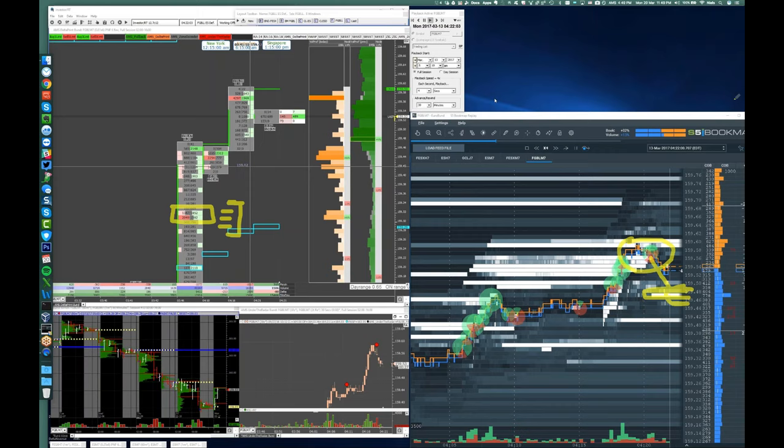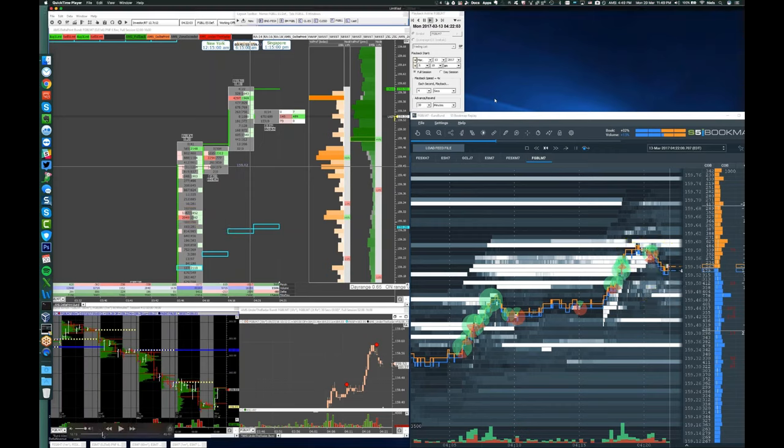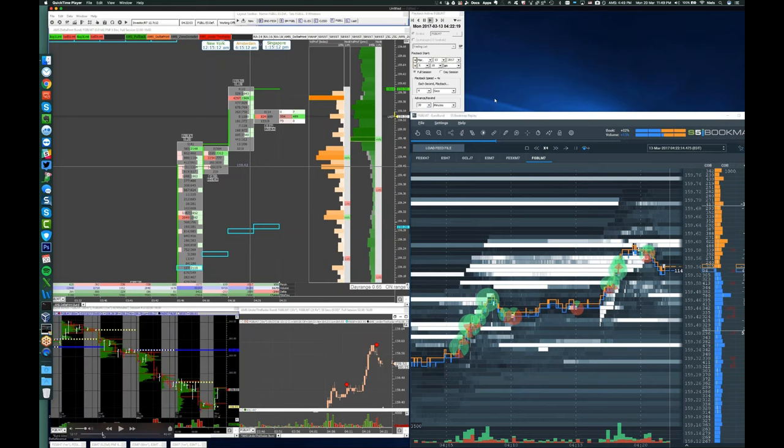Okay, and Raymond is asking, would this work on thinner instruments? And Raymond, for Bookmap, yeah, absolutely it will. Niels, how do you trade thinner markets? I don't. You don't. Okay, there you go. No, I don't.